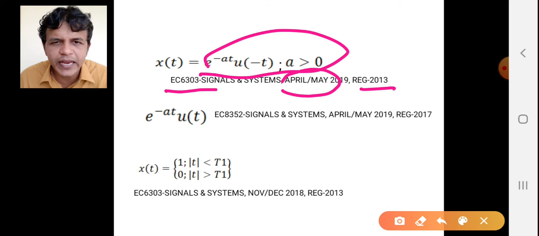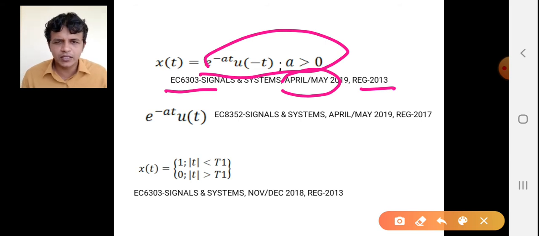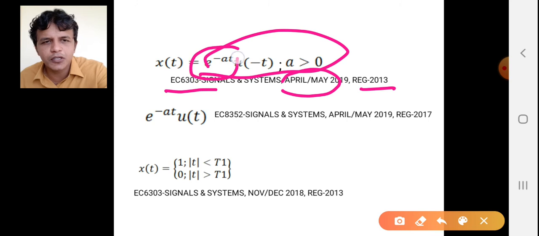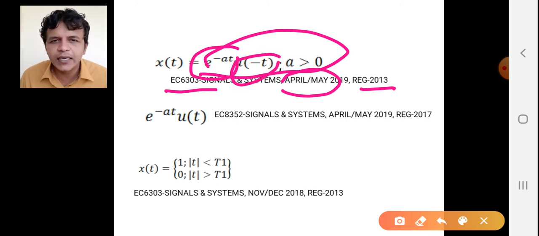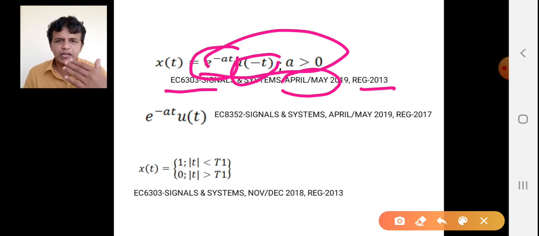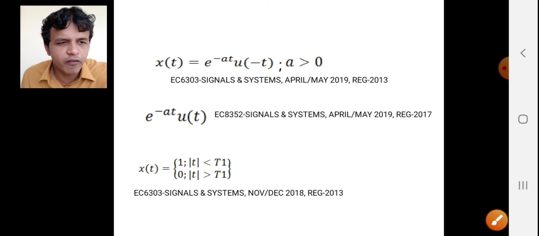In the question that we have discussed, we have not got any step response, or it is not influenced by any step signal. We directly got e power minus a modulus of t. So when we have the time reversed step signal, the integration will take the limit from minus infinity to 0, because from minus infinity to 0 u of minus t is 1, whereas from 0 to infinity u of minus t is 0. So we will have the integration limit from minus infinity to 0 for this question.